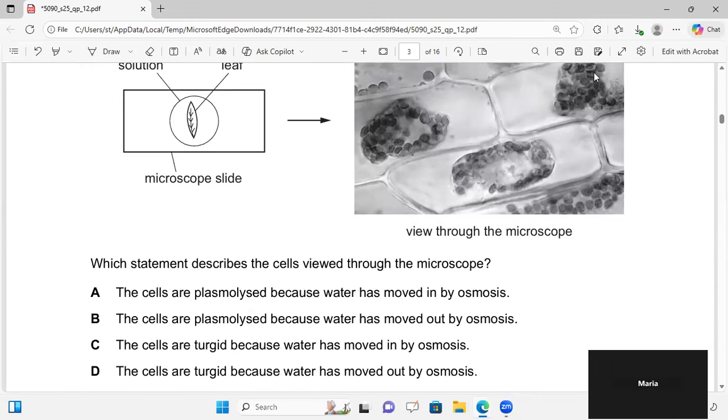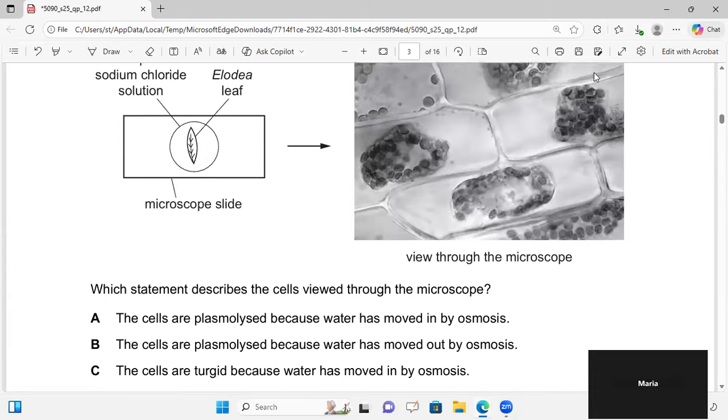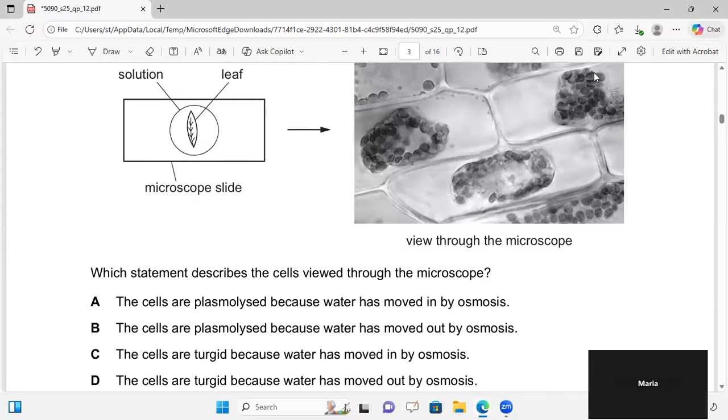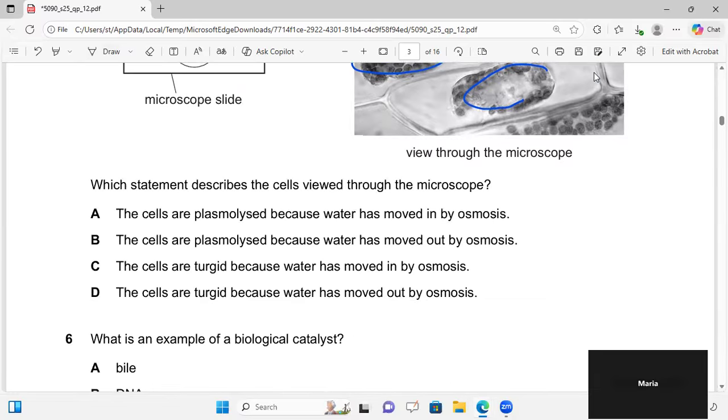The cells are plasmolysed because water has moved by osmosis? No, they are still existing with proper membranes. They are still properly differentiated with the help of cell membranes. The cells are plasmolysed because water has moved out by osmosis. So if I observe here, this cell is deplasmolysed. When they have lost water outside, then we can say they are becoming plasmolysed.